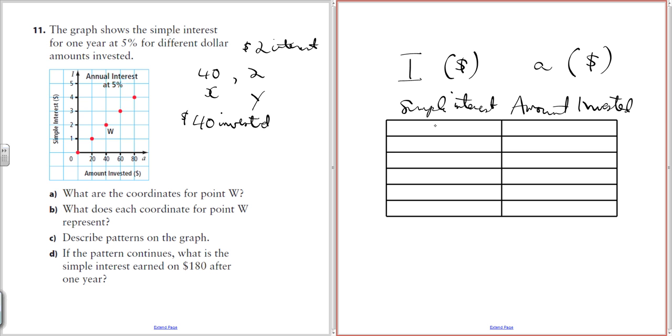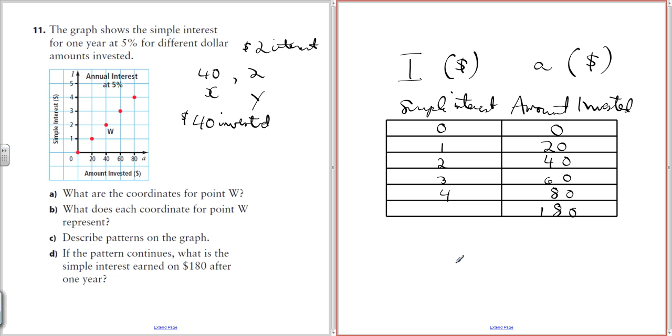So our simple interest first, we're going to have $0 interest, $1 interest, $2 interest, $3, $4, and that's all that we can see. If we look here at $0 interest, we have 0 invested. If we get $1 of simple interest, we must have $20 invested. $2 of simple interest is $40. And I could probably just continue this without having to look at the chart. It's 60 and then it's 80. So there's our table of values. And what we're asking is, if it is $180, what will the simple interest be?